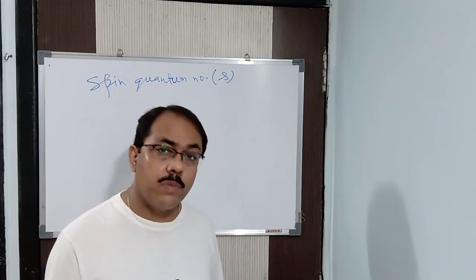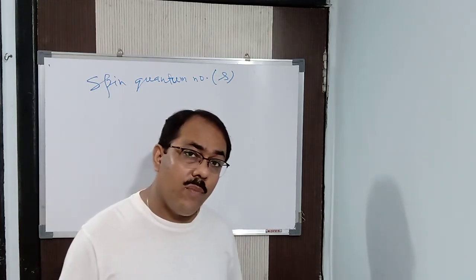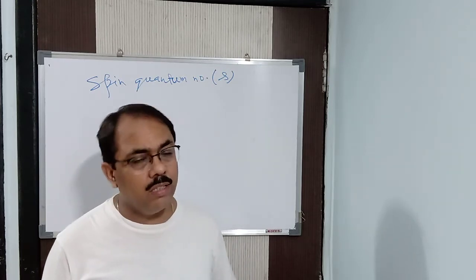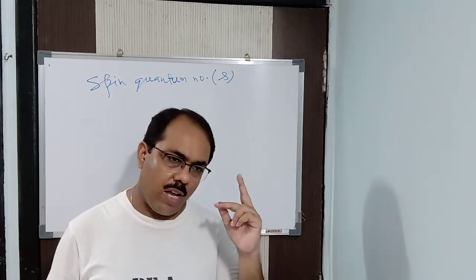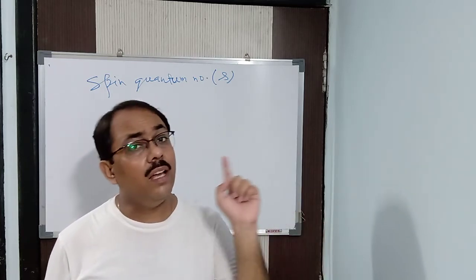So we can have two types of spins. One is clockwise, another is anti-clockwise. So hence I said, how many electrons are present in an orbital? Two. Why? Because one electron can spin in clockwise direction, the other electron can spin in anti-clockwise direction.